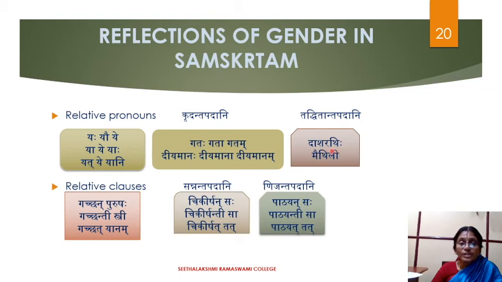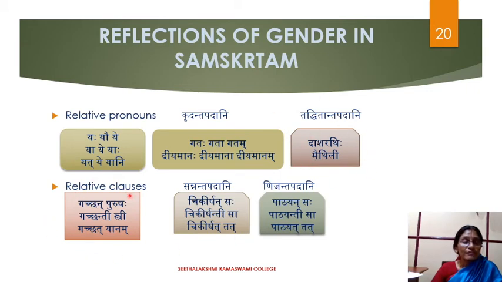Then coming to taddhitas or the derivative nouns, nouns derived from nouns. There, it is a verb; we derive nouns from verbs. Here we derive nouns from nouns. Dasharathi is Dasharathasya apatyam puman, the son of Dasharatha is Dasharathi. Then we have Maithili, Mithilayaha apatyam stri, Maithili, the daughter of the country of Mithila. So here also gender is marked.